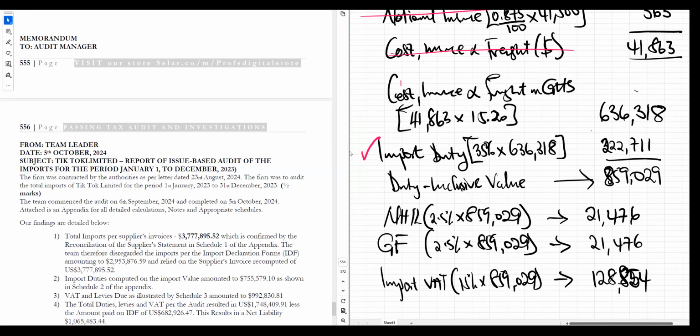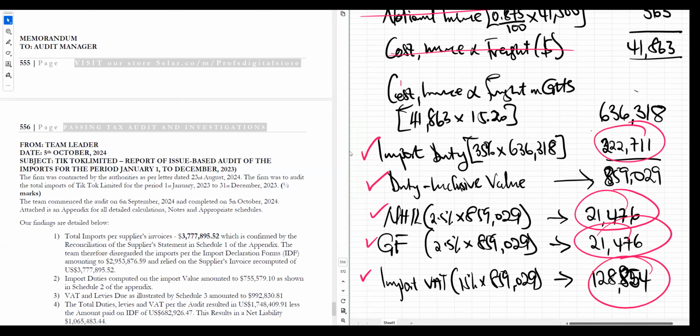After you apply import duty, you get duty inclusive value. Then calculate your NHIL, GetFund, and what? Import VAT. Then add the duty, NHIL, GetFund, import VAT as one, because in the question they added all as one. And compare yours, your recomputation from the audit, against what the taxpayer did. If it is the same or it has been underdeclared, and the taxpayer declared a lower one, then there has been an underdeclaration.